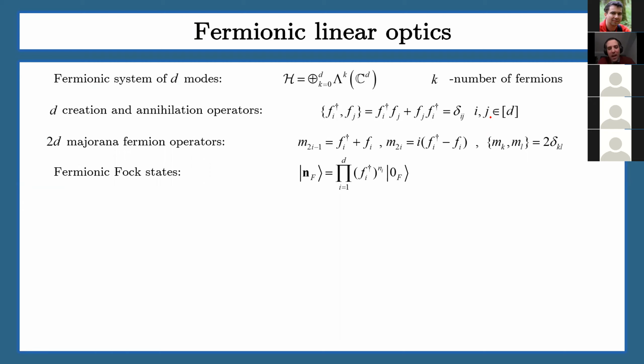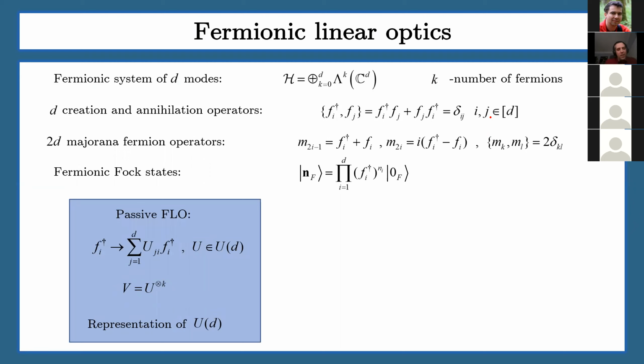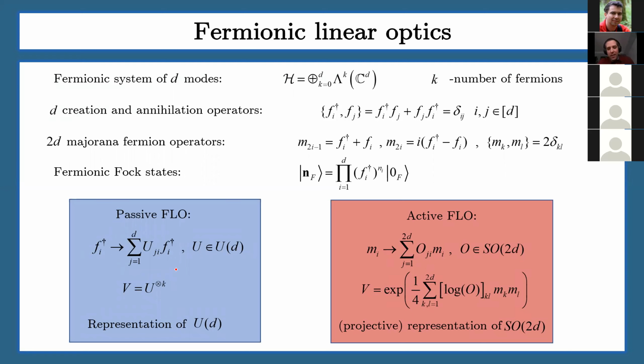And now I can define classes of my transformations in this fermionic space. Passive fermionic linear optics corresponds to unitary transformations of creation and annihilation operators. In the first quantization picture, every particle evolves independently by some unitary U. And importantly, this is a representation of the unitary group. Active transformations give rise to generalizations of that. So you have linear transformations now via the orthogonal group of Majorana modes.